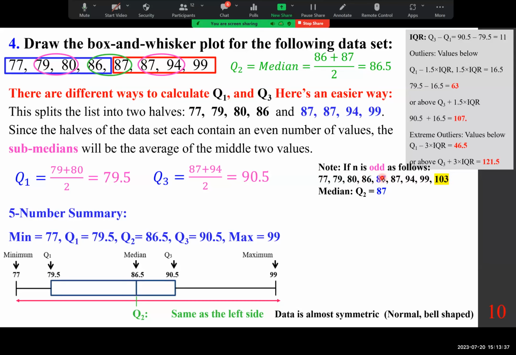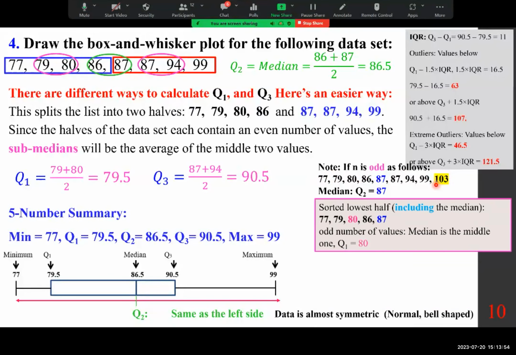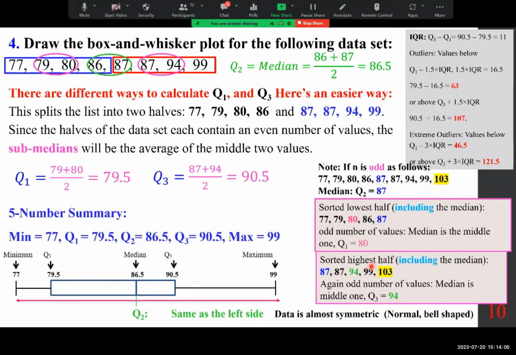That's very easy to come up with. Now, to come up with the Q sub 1, there are 2 ways they handle it. Either they include 87 with both the bottom half and the top half, or they don't. If we include it with the bottom half, then the median becomes 80, which is Q sub 1. If we include it with the top portion, the median is 94, which is Q sub 3.